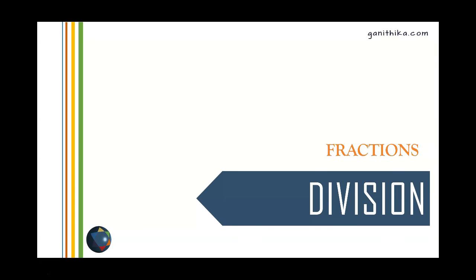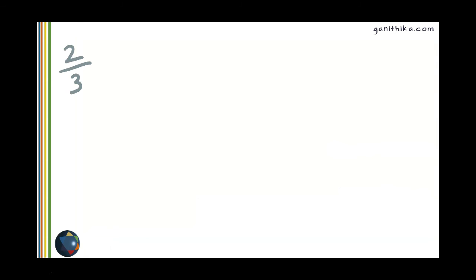Okay, let's go to division now. I want to divide 2 over 3 by 5 over 8. So what I do here is maintain the first number as it is, don't change anything, but invert the second number. You can see that 5 over 8 became 8 over 5. It is inverted. Numerator became the denominator and denominator became the numerator. So you just invert the fraction. 5 over 8 becomes 8 over 5.